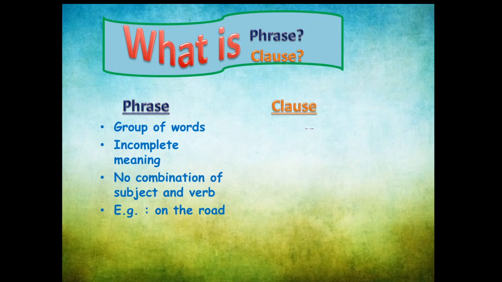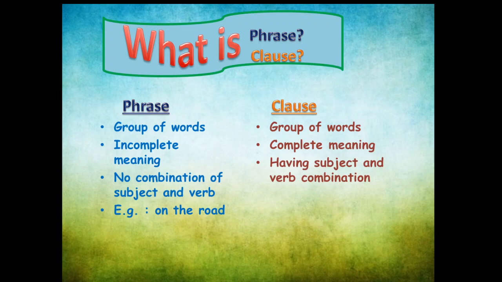Again, when I come to a clause, it's a group of words with a complete meaning. A combination of subject and verb is there in this. Now, you all might guess, what is the difference between clauses and sentences? There is no such difference because a clause is a part of a sentence. But the only difference is that clauses are of two types, dependent and independent. An independent clause is a type of sentence, dependent is not. So we are going to learn it deeper in my next slide.